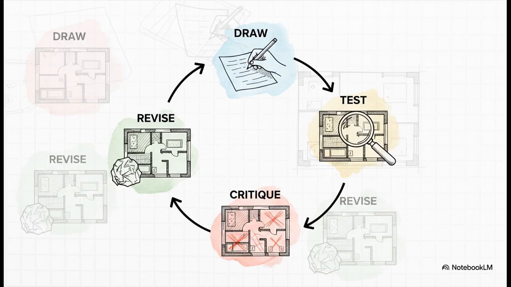And this, right here, is really the main takeaway of this whole thing. A brilliant floor plan is almost never a single stroke of genius. It's the result of a cycle. You draw, you test, you critique, and you revise. It's a process of constant, relentless refinement.